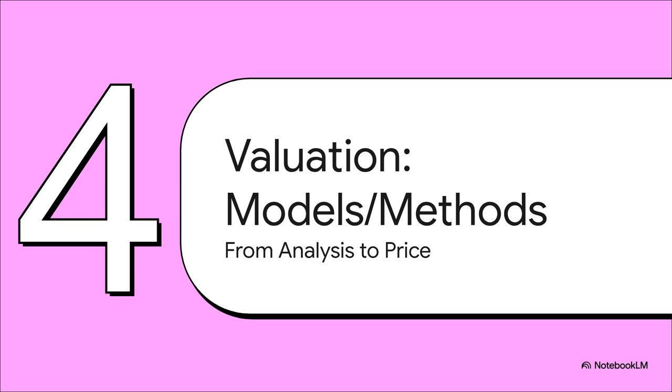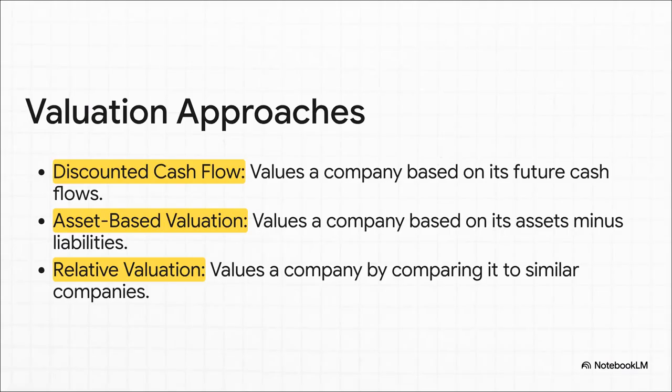That, my friends, is where valuation models come into play. Generally, there are three main schools of thought here. First is discounted cash flow, or DCF. This is the really academic one, where you try to project all the cash a company will ever make and figure out what that's worth today. Then there's asset-based valuation. Think of this like a fire sale. What would all the company's stuff be worth if you sold it off right now?